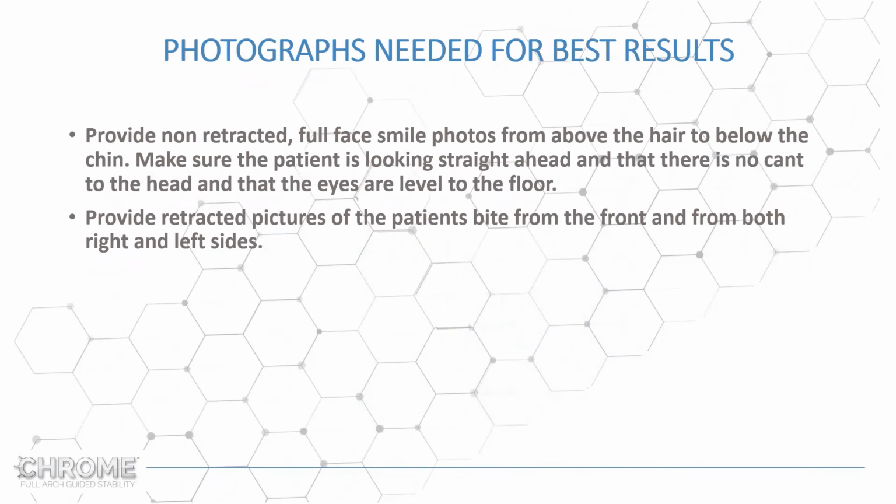So the photographs we need, there's not a bunch. We have about 7 that should be minimum photographs. And the photos that we need for aesthetic information are not to be retracted. In other words, full face smile photos, above the hair, below the chin, patient looking straight ahead with no cant to their head, and the eyes are level to the floor. And the retracted pictures we need are of the patient's bite in occlusion from both right and left side.